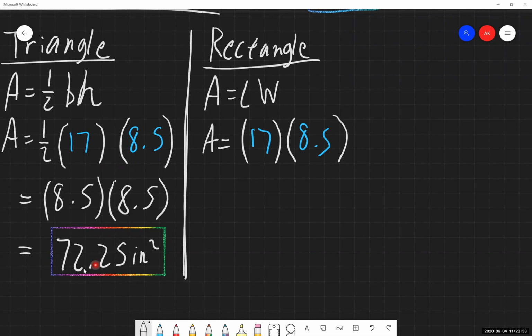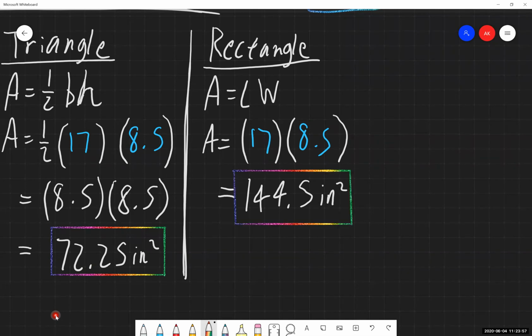We'll get to that there. So I have each of those plugged in. I'm now just number crunching. And again, you are more than welcome to use your calculator for that. That's what I'm doing off screen. And I'm getting 144.5 square inches for the area of the rectangle.